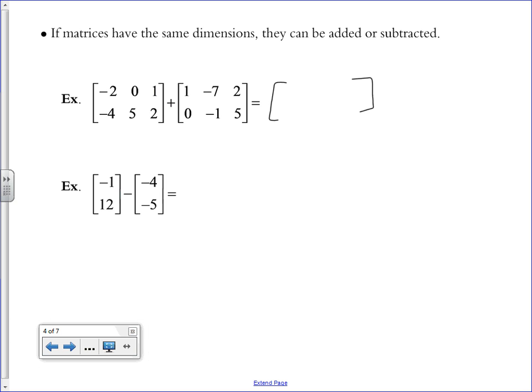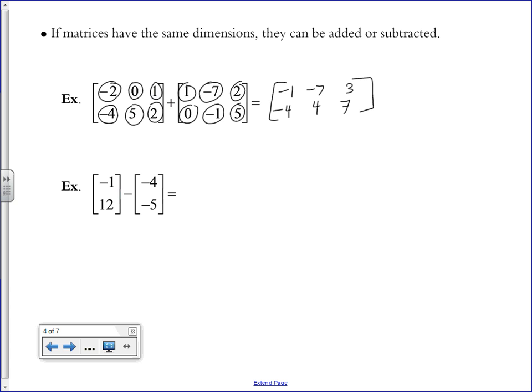To add matrices together, you take the first element in the first row and add it to the first element in the first row of the other matrix. It's very straightforward. Then you take the second element of the first row, add it to the second element of the first row in the other matrix, and so on. 1 plus 2 is 3, -4 plus 0, 5 plus -1, and 2 plus 5. So my resulting matrix is still a 2 by 3.